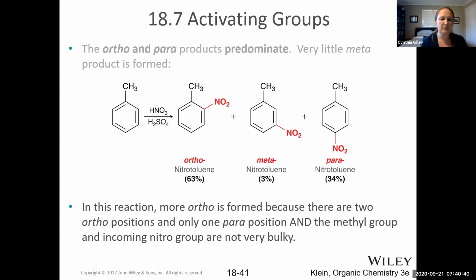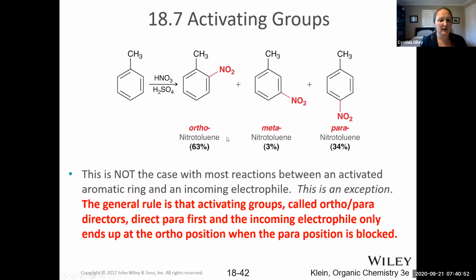And also the directing group can be much larger as well in other cases, and that can also help destabilize the ortho product. Okay, in this slide, you can read it, but basically it talks about how this is an exception, exactly what I was just talking about, and how we're going to use it as a general rule that ortho-para directors direct para first.